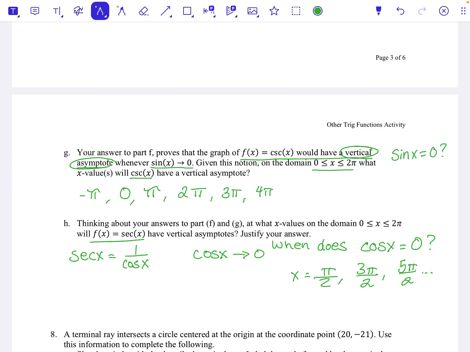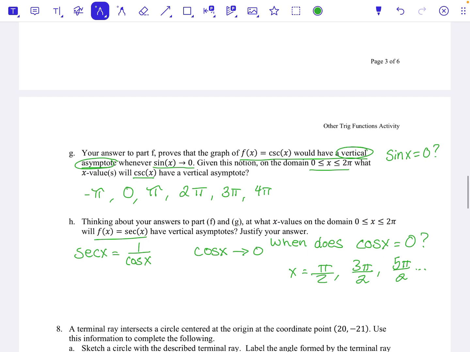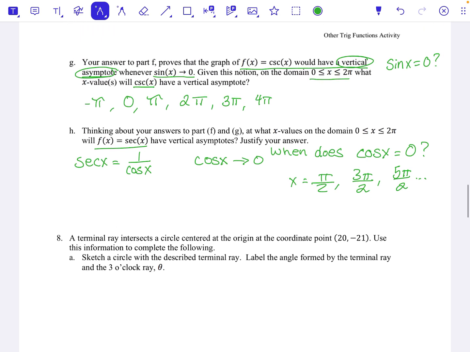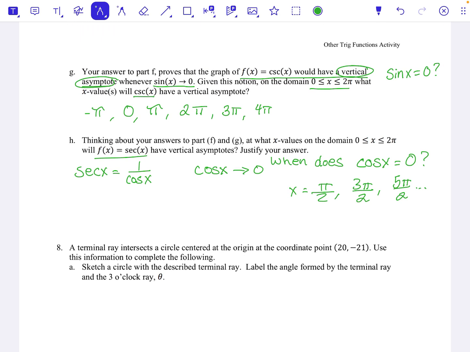They're not continuous, they look a little different, and so it's important to always think back to that, especially as we move into solving equations with them and those sorts of things.